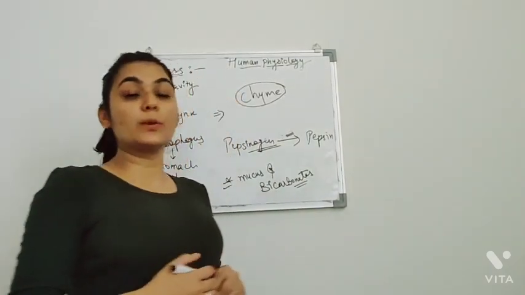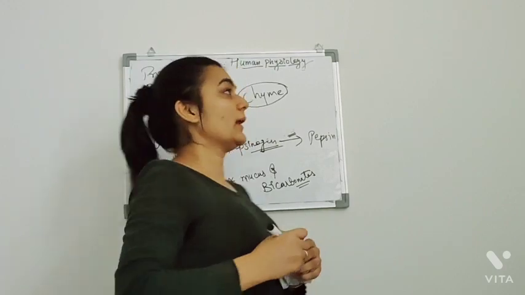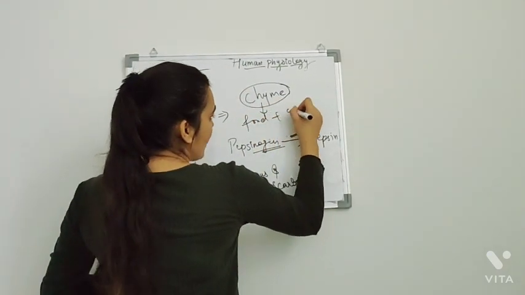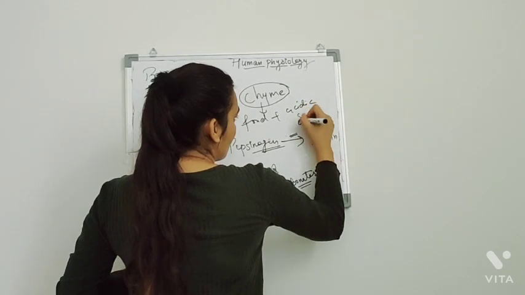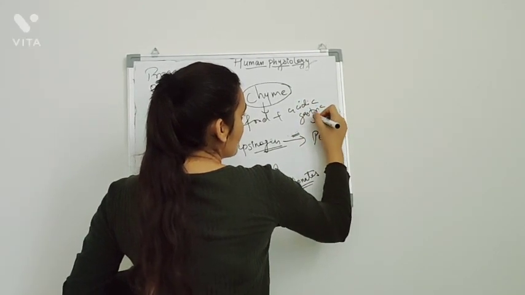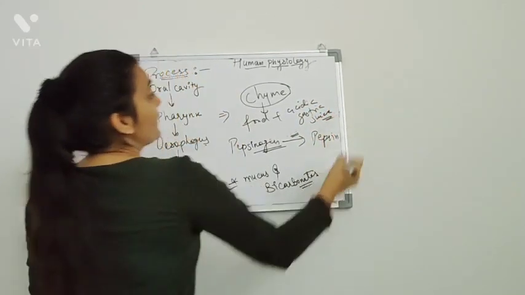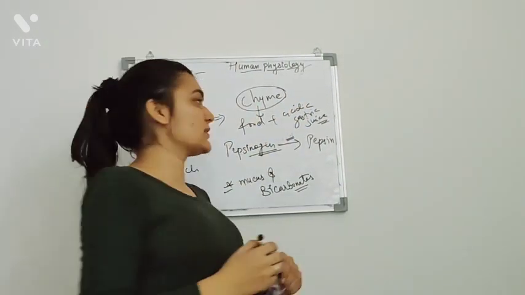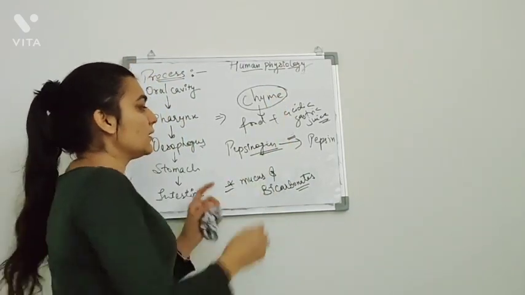When food enters into the stomach, it mixes with the acidic gastric juices, and that is termed as chyme. That is the food plus acidic gastric juices. This is known as chyme. It is mixed thoroughly with the gastric and the acidic juices.